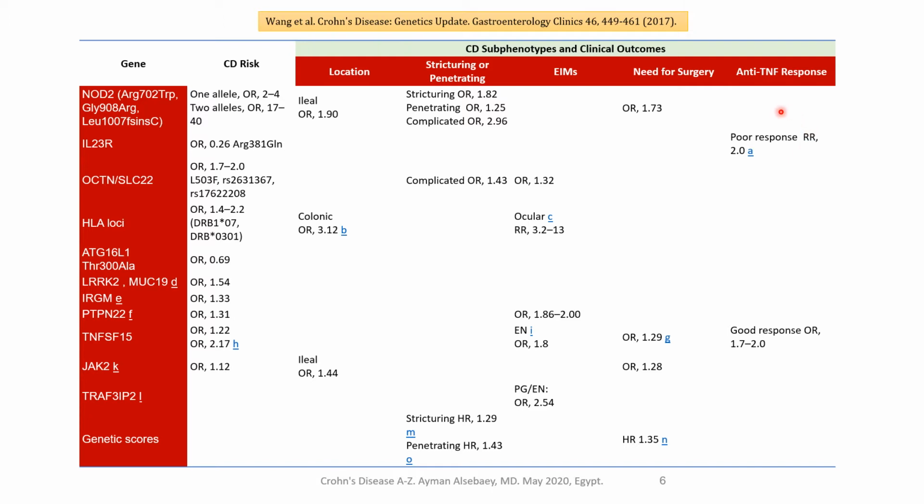The poor response to anti-TNF like infliximab and adalimumab and so on, you will find that it is associated with mutation in interleukin 23, okay? But the good response is associated with mutation in the TNFSF15 gene. So this table shows the relationship between the presence of the gene mutation and the pattern of the disease and the response to therapy.